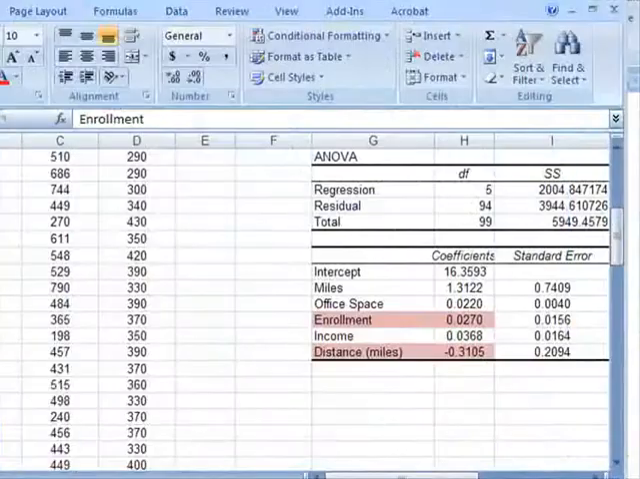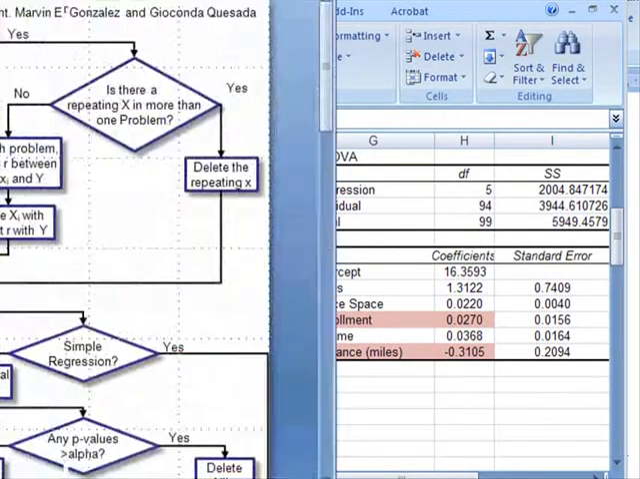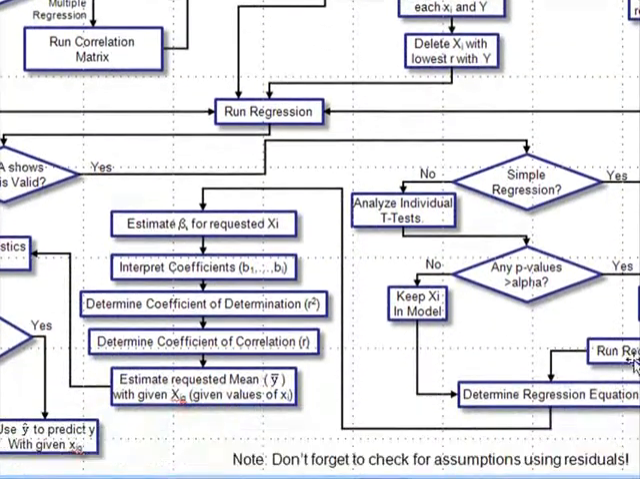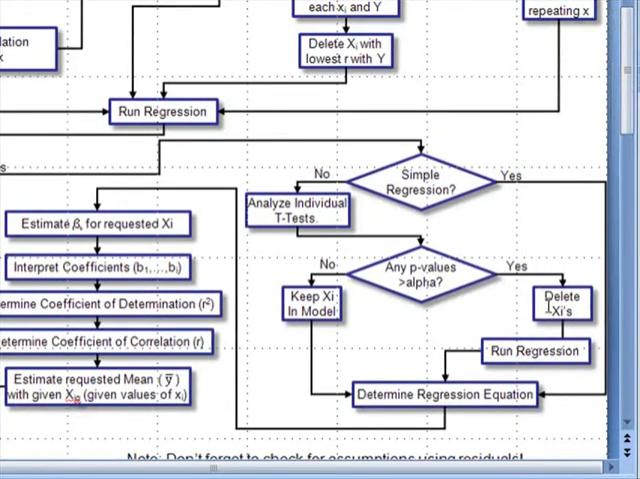So once we ask, should all the variables be included in the model, notice that my regression procedure says we run regression. Is the ANOVA valid? We said yes. Do we have simple regression? No. Did we analyze the individual t-tests? Yes. And we deleted the corresponding variables. And now it says run regression. So if you delete variables, notice that the procedure is telling you all the time, whenever you delete anything, you have to run regression again before you get to your regression equation.